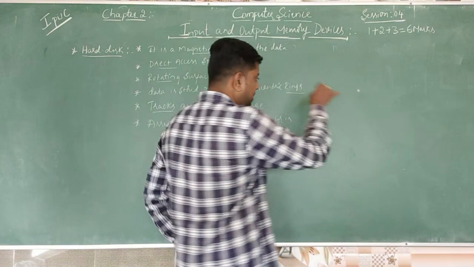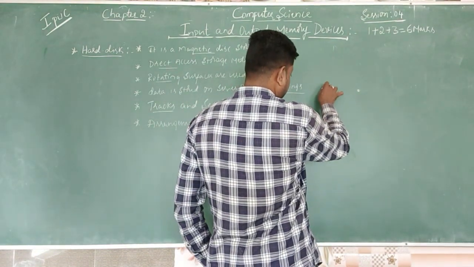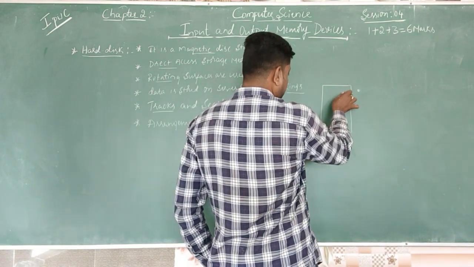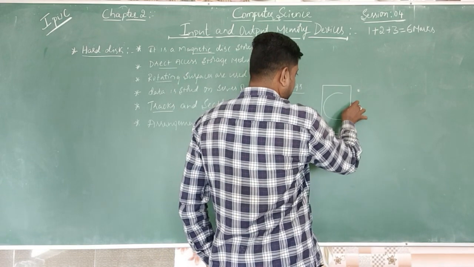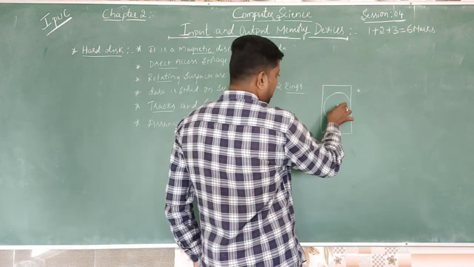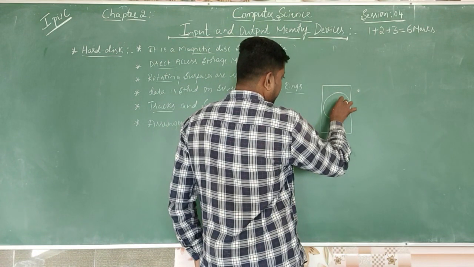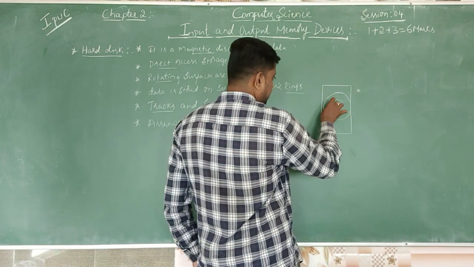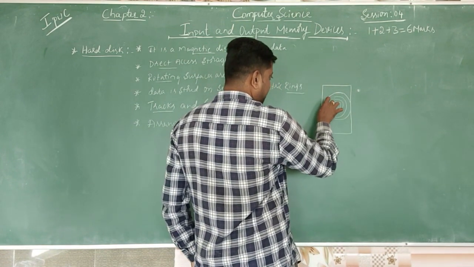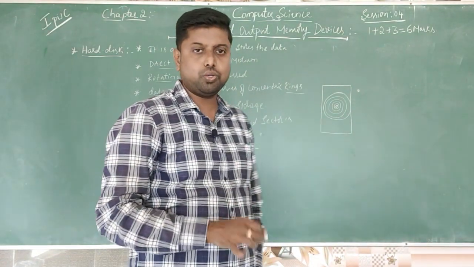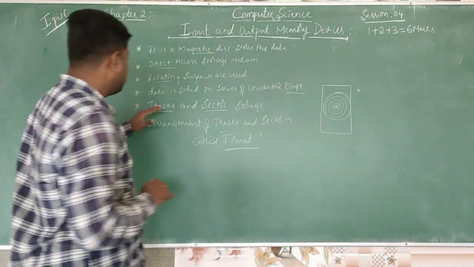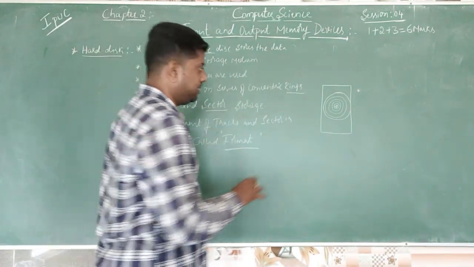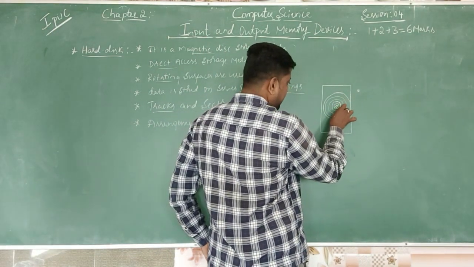Concentric rings means, I will show you a hard disk diagram. See here, assume this is one hard disk, dear students. Inside this hard disk, you can see a circle, and within this circle there are some concentric rings, like this. With the help of these rings, we can store the data. After that, tracks and sectors are the storage types of this hard disk, dear students. See, this is what we call concentric rings.